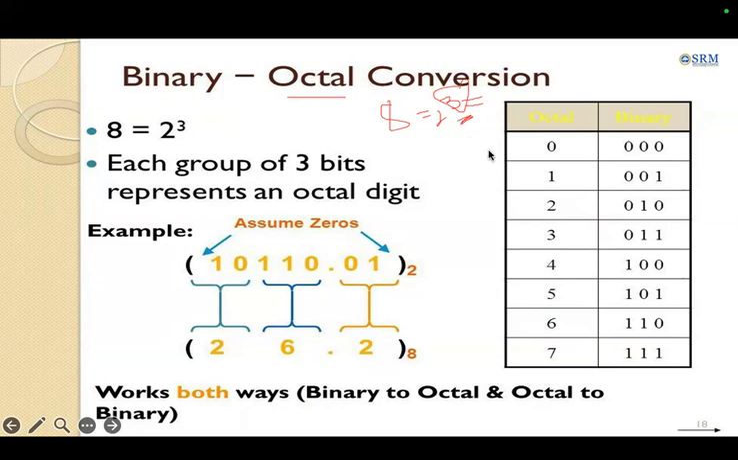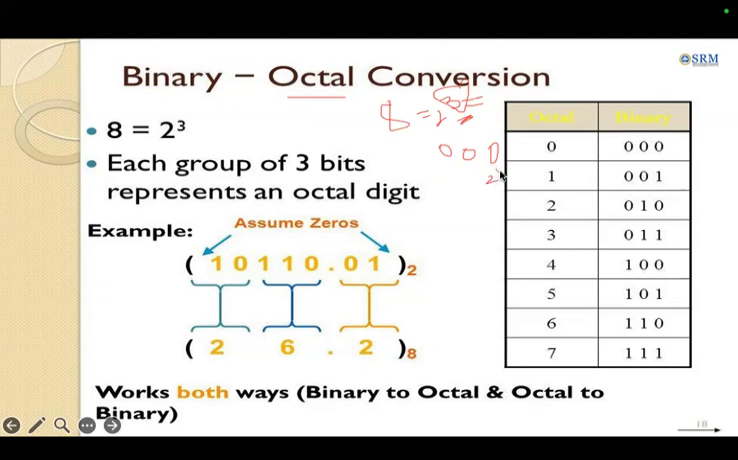So if you consider octal 0, in binary, how will it be represented using 3 bits? It can be represented as 0, 0, 0. So any octal value can be represented in binary using 3 bits. So what does this position hold? 2 power 0.